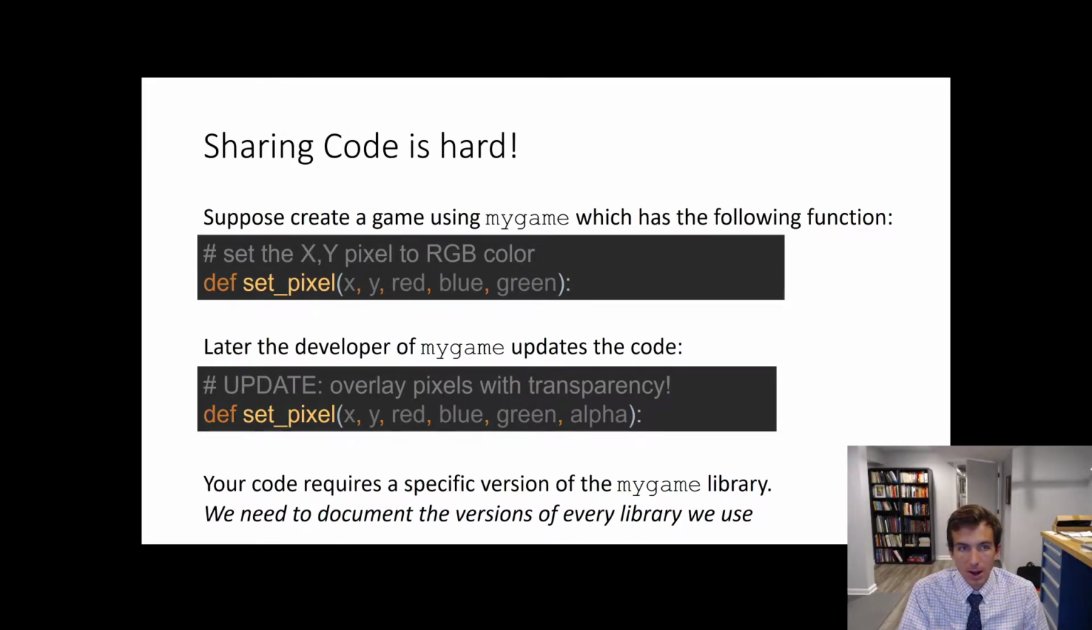So just to make a concrete example, suppose I am going to create a game engine and share it with the world. I'm going to call my game engine my game. That's up to me to decide, and I publish it out, and it gives you a lot of functions that you can use in your own code. For example, something like set pixel.